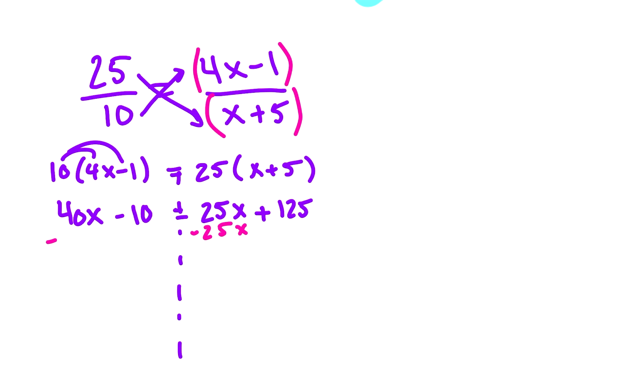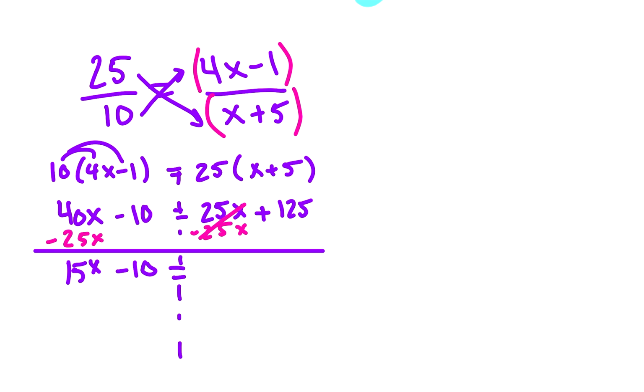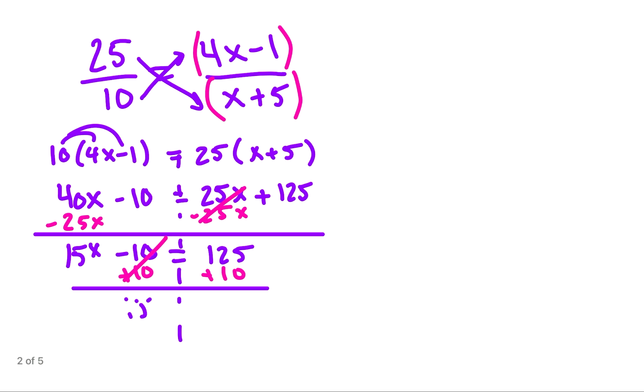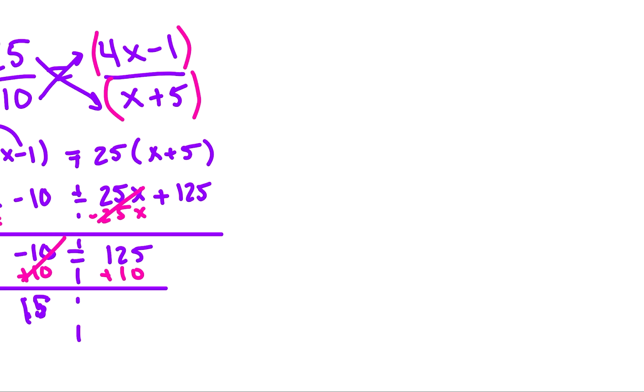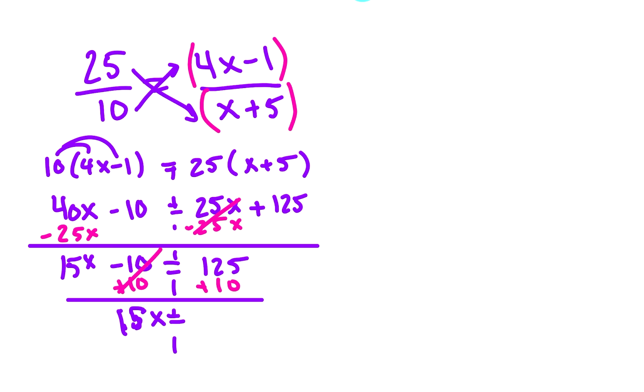In this case, the smallest x is the 25x, so let's subtract that one. And we're going to end up with 15x, bring down that minus 10, and bring down that 125. Add 10 to both sides. The 10s cancel. And I bring down my 15x and 125 plus 10 is 135.